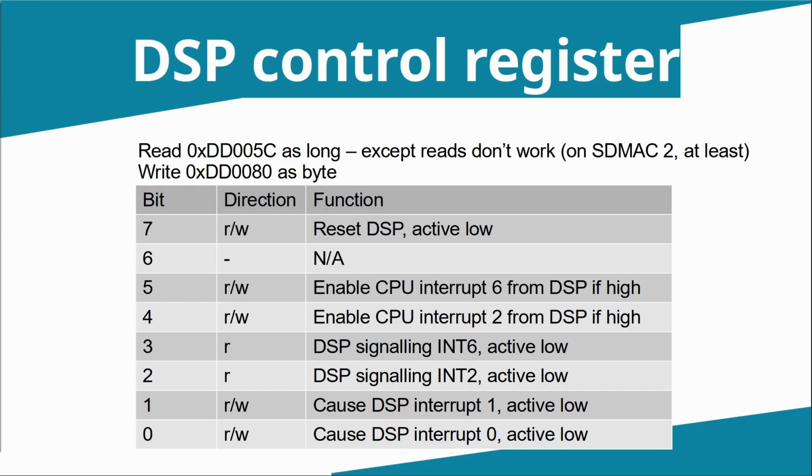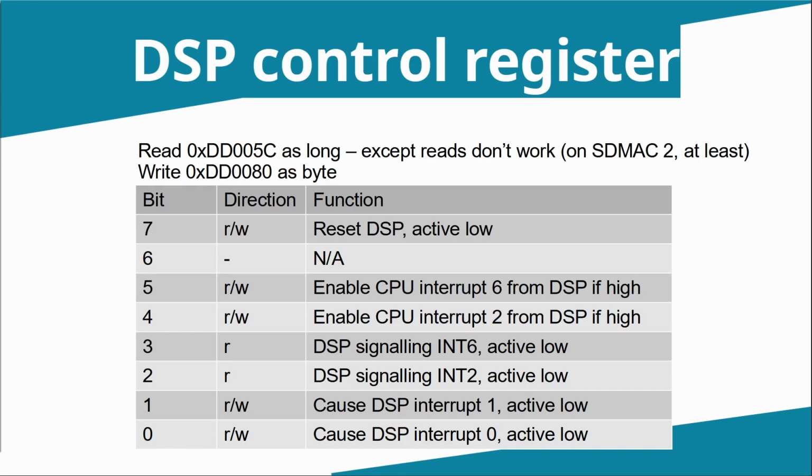Now, the location of this control register depends on whether you are reading it or writing it. So the read location is in hex DD005C, and to write to it is again in hex DD0080. And because of the odd way that the logic for the DSP is set up, you read it as a long and write to it as a byte. Now, why is it like that? Well, remember, this is all based on a prototype machine that Commodore never finished, so that's why there are these odd sizings going on.